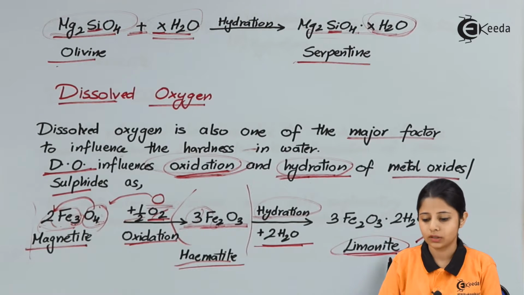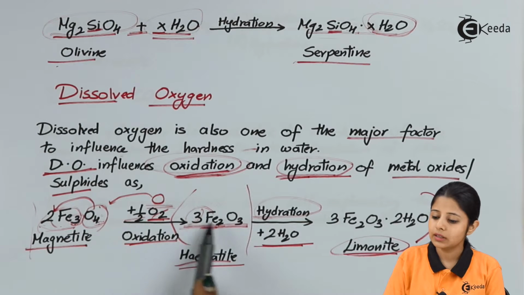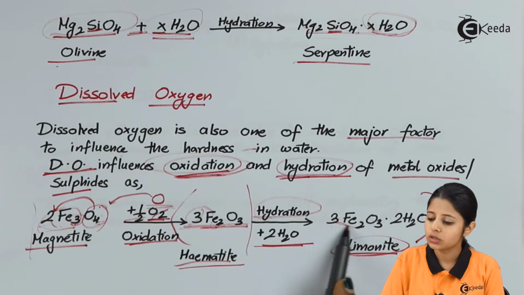Now let us see the balancing of this end of the reaction, that is 3 Fe2O3. So 3 into 2, that is 6 over here. Iron is also 6 over here.